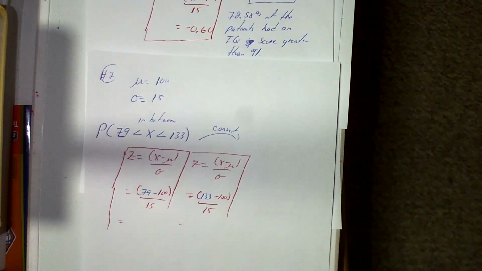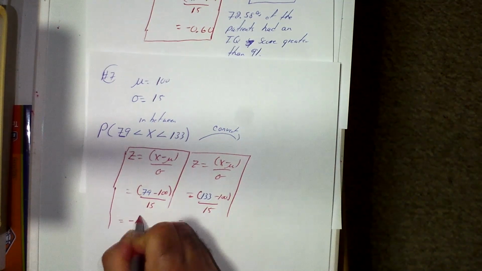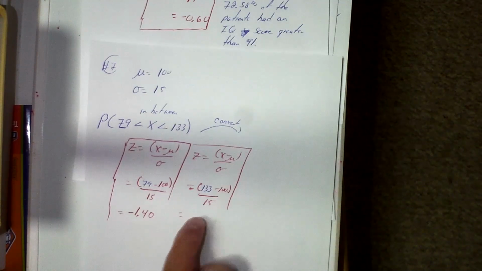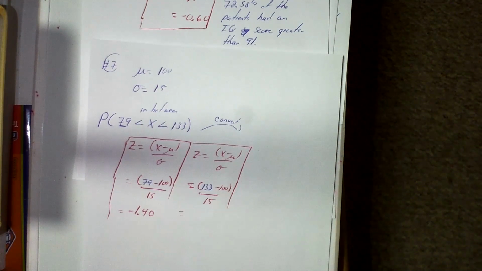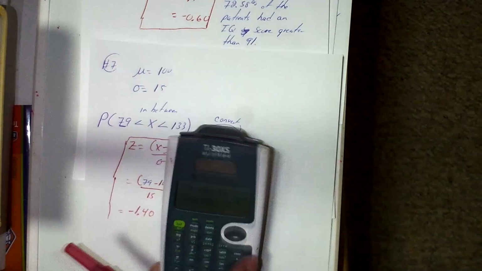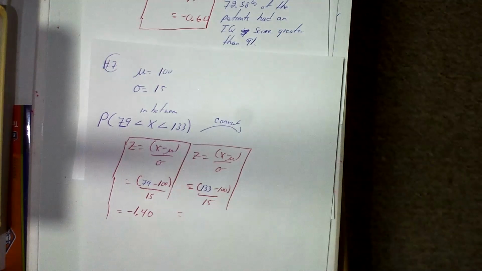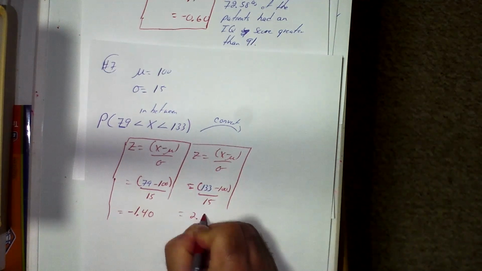Okay, so here we go. I'm going to plug in the first one. Parentheses, 79 minus 100, close parentheses, divided by 15. I get negative 1.40. And then this one, I'm putting parentheses, 133 minus 100, close parentheses, divided by 15. I'm typing it in like that. 0.2 is what I got. 2.20.